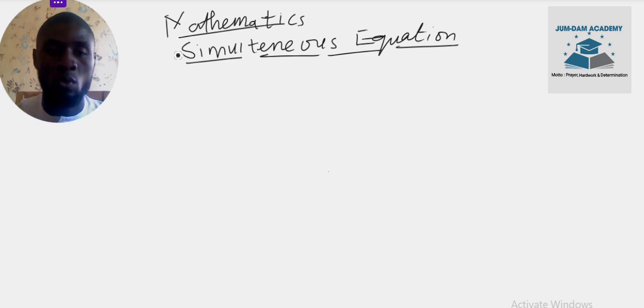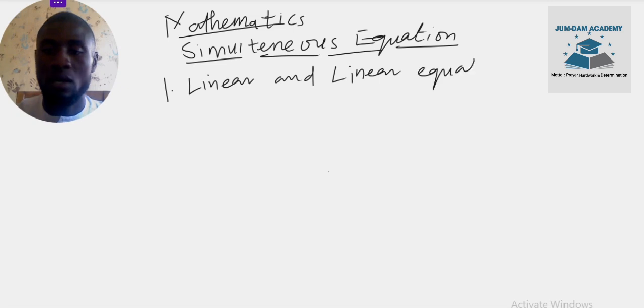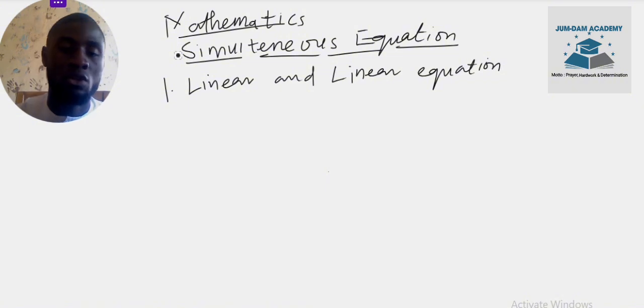Number one, we have a situation where a linear equation and another linear equation make a simultaneous equation, where we have linear equation and another linear equation to make simultaneous equation. What do we mean by linear equation?